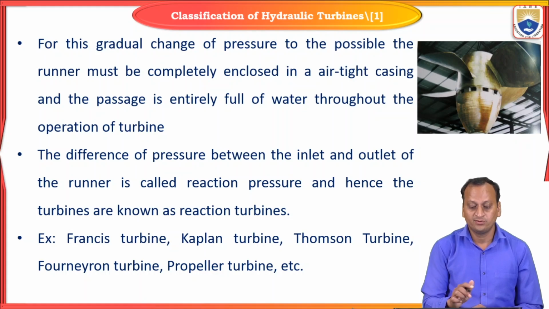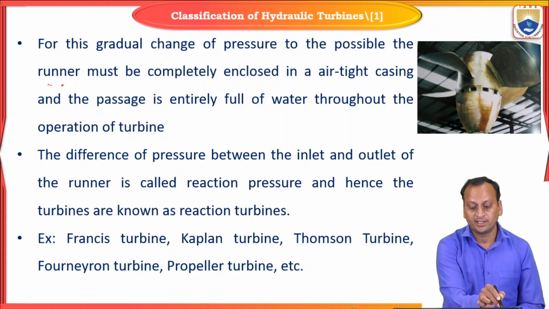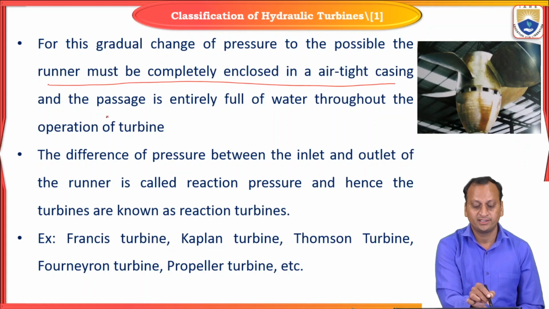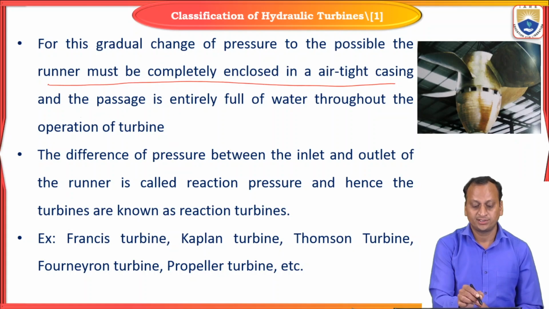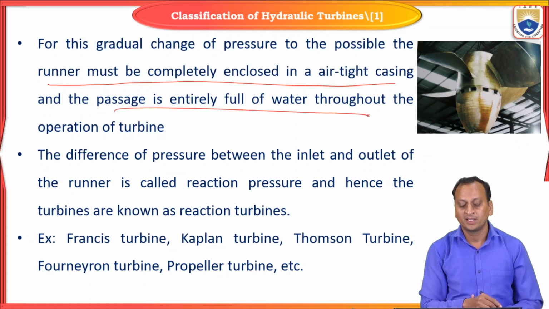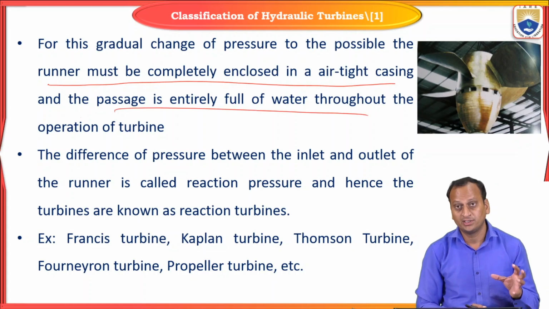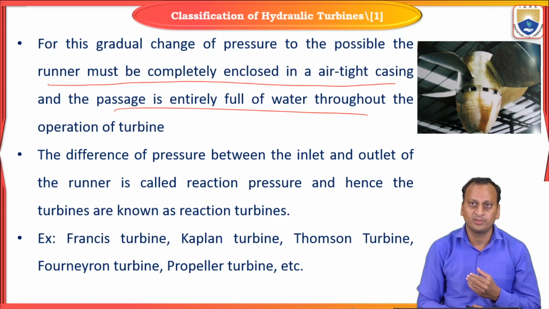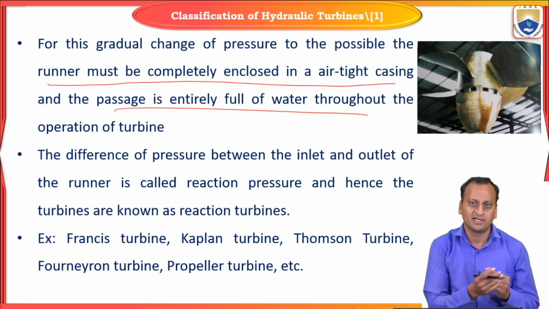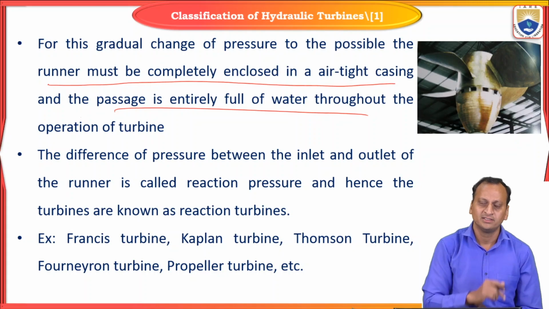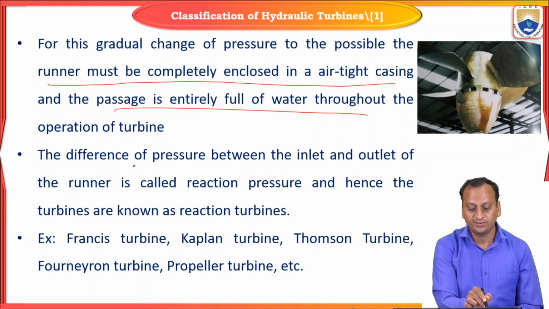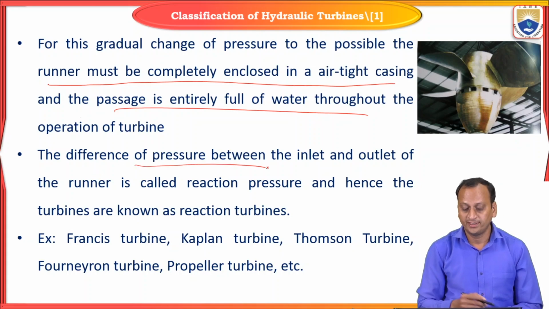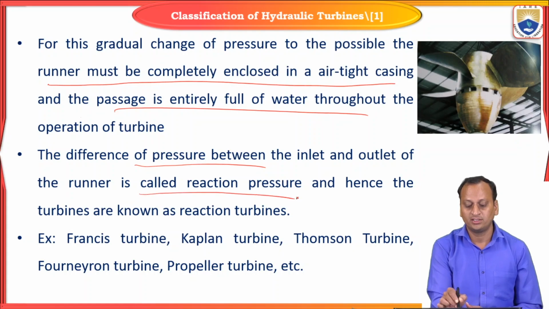For this gradual change of pressure to be possible, a runner must be completely enclosed in airtight casing. The completely enclosed airtight casing, that is the scroll casing, we have to use around the runner of a turbine. If you use a scroll casing with a gradually decreasing cross-sectional area, then we can have both kinds of energies. So the difference of pressure between inlet and outlet of the runner is called reaction.